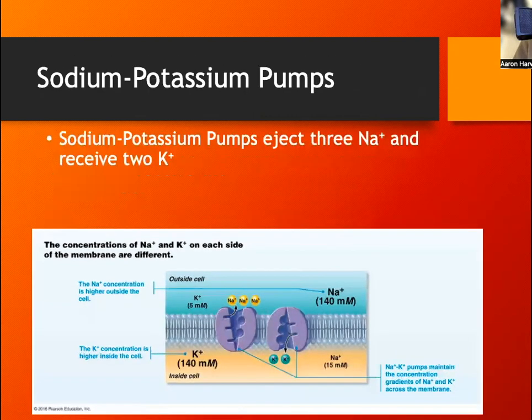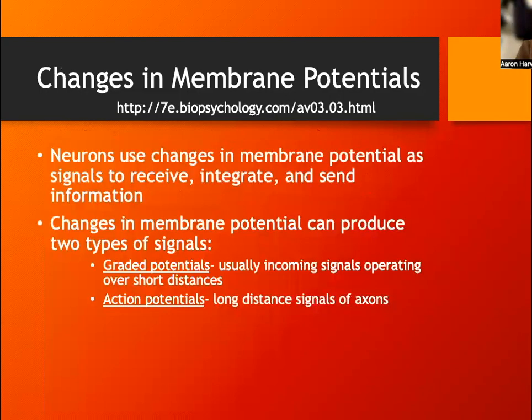So we're going to continue and talk about graded potentials versus action potentials. Neurons use changes in the membrane potential as signals to receive, integrate, and send different information. The changes in the membrane potential can produce two types of signaling. You have your graded potentials that are usually incoming signals operating over short distances, and action potentials that are the long distance signaling of the axon portion of the neuron.